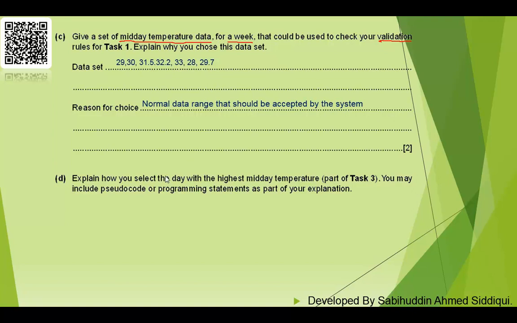Now part D of this question: explain how you select the day with the highest midday temperature. Part of task 3, you may include pseudocode or programming statements as part of your explanation. Now understand the question. Basically in this question you have to explain it to gain all the marks, otherwise the explanation marks will be deducted. Moving on to the question derivation.